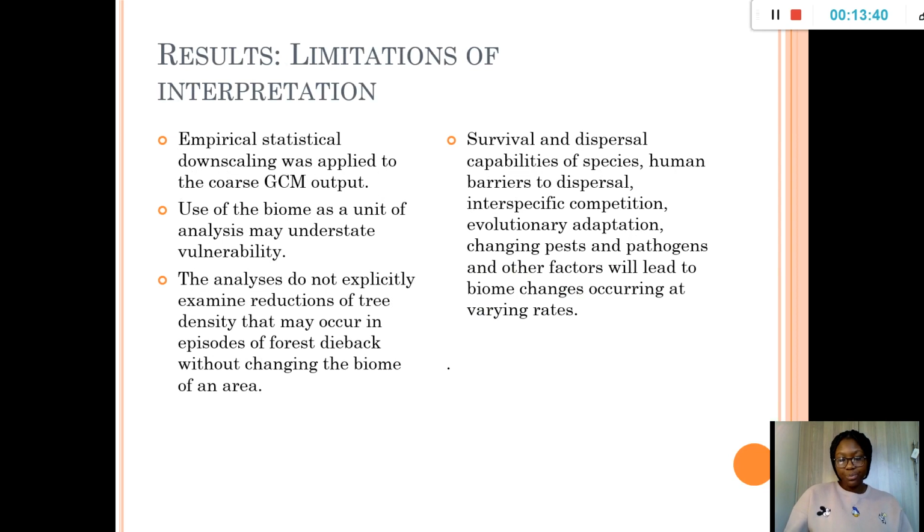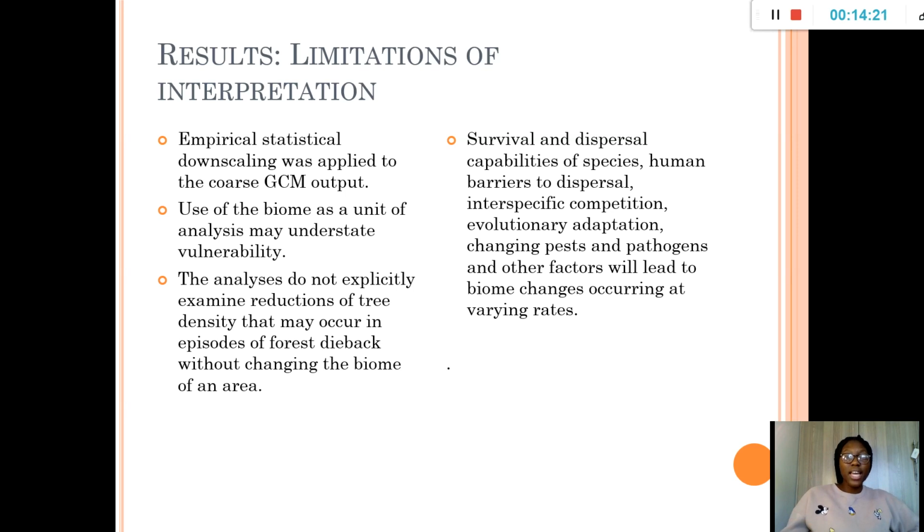Limitations of interpretation. So, to produce results at a spatial scale useful for assessing potential impacts of climate change on vegetation, empirical statistical downscaling was applied to the COS GCM output. The use of the biome as a unit of analysis may understate vulnerability. This is because the broad definition of a biome allows for changes in species composition without conversion to a different biome. The analysis does not explicitly examine reductions of tree density that may occur in episodes of forest dieback without changing the biome of an area.